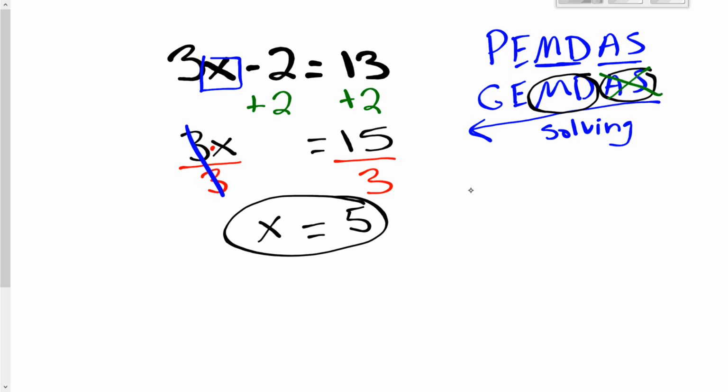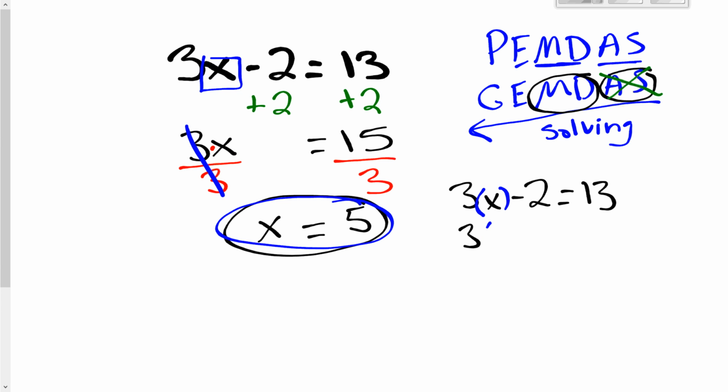Now we can go back and check our work to check and see if x does really indeed equal 5. Start with our original equation, which was 3x minus 2 equals 13. And we want to replace x with 5. So let's write that out now. 3x, which is now 5, minus 2 equals 13.